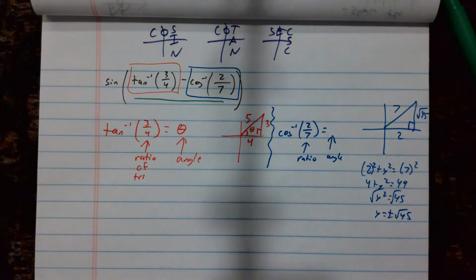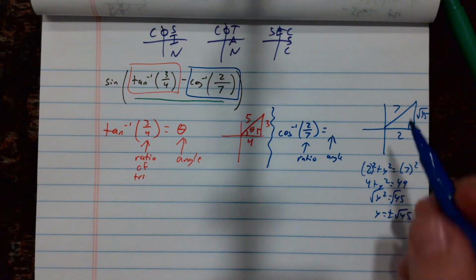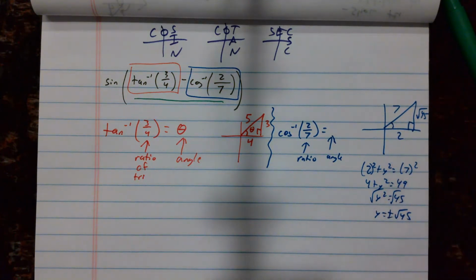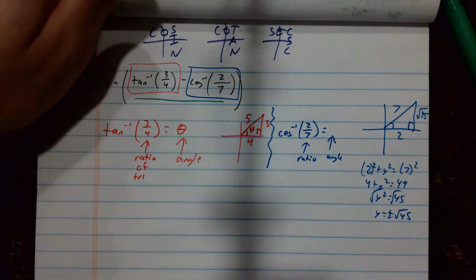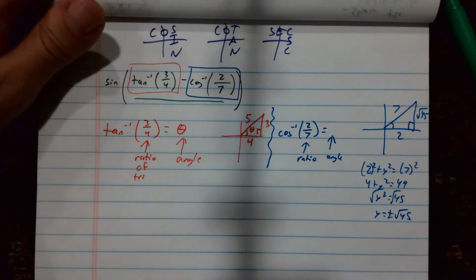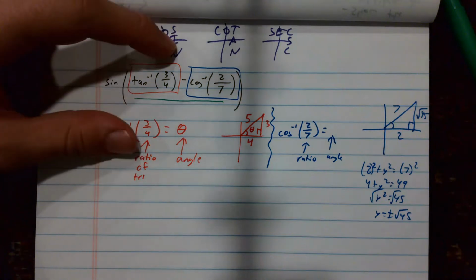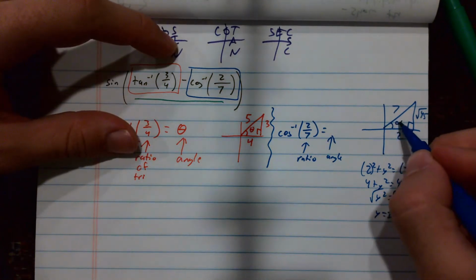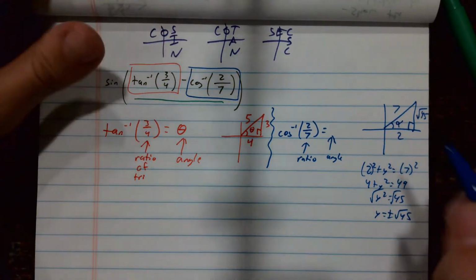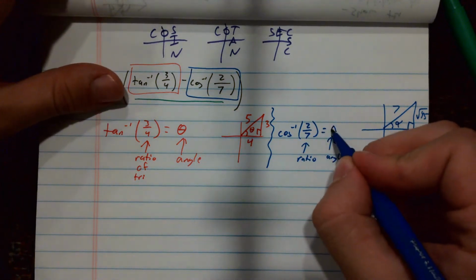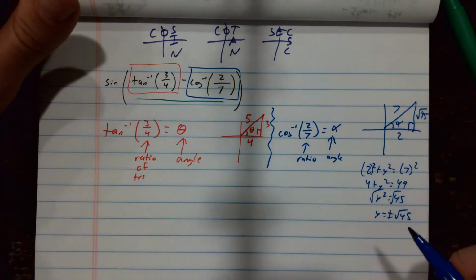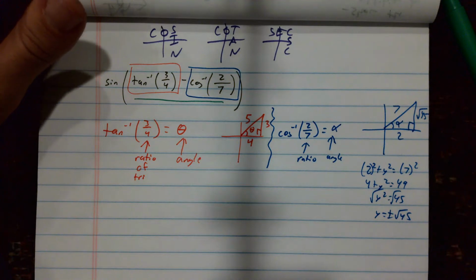So, again, the question is, hey, what is this angle? Well, again, I don't know. This isn't any ratio that I know. So we're going to make up another one. We'll call this one alpha. Some angle alpha. So cosine inverse of 2 over 7 is an angle alpha. So we've dealt with both insides.